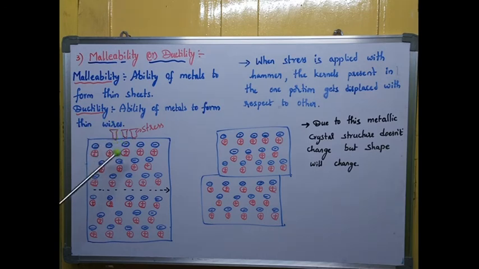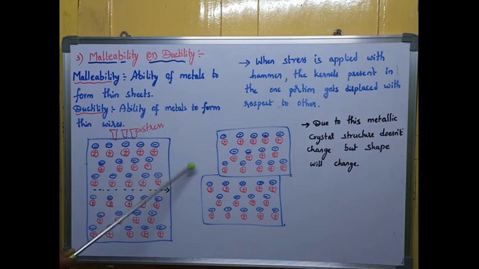So actually according to free electron theory, the kernels are present in fixed positions, but electrons completely show movement. That's the reason we are calling this the electron sea model. Okay, but whenever you are applying stress on these metallic sheets, there is a slight movement of the kernels from one position to another position with respect to other kernels. Because of this displacement, there is a change in the shape of the metal.